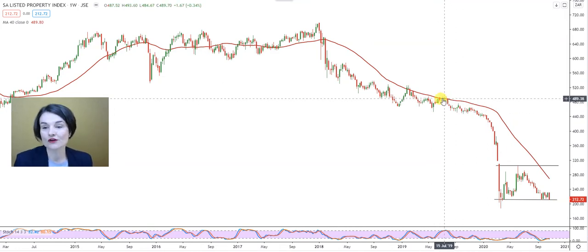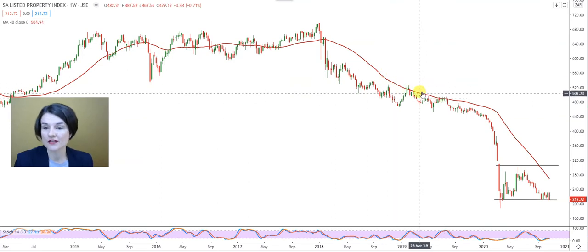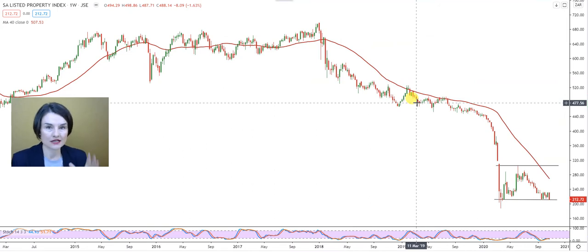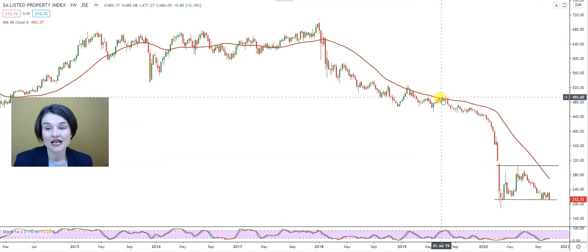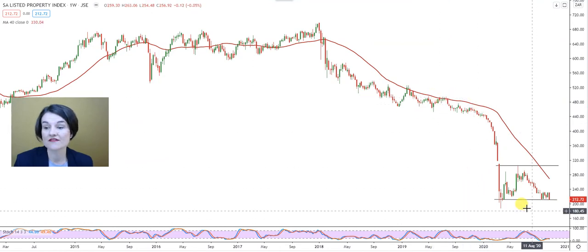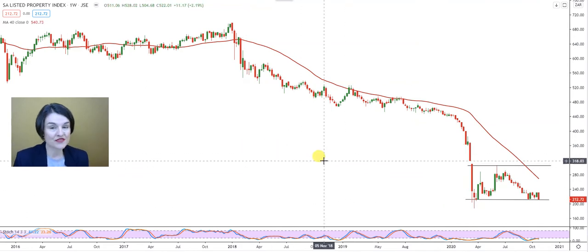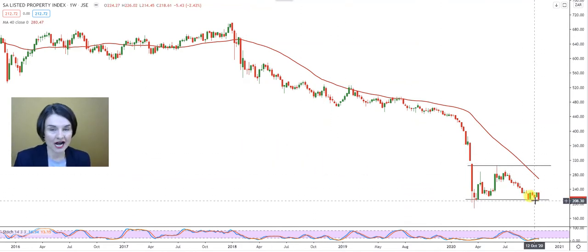And that was a critical level for long-term investors to take note of, because there were lower highs every time, and for three periods it just could not change that 40-week into a support. And that was very, very negative. I mean, ever since then, the property index is in a bear market. So maybe that will give you an indication. Keep an eye on it.